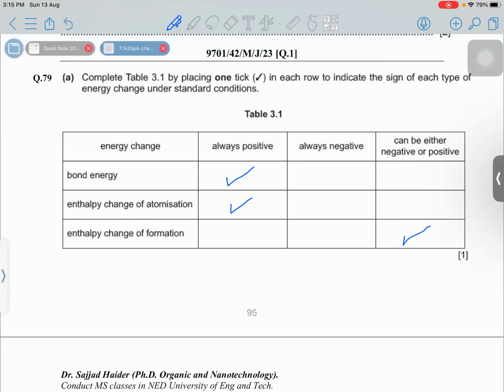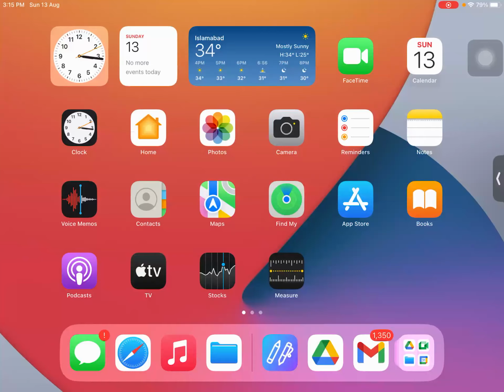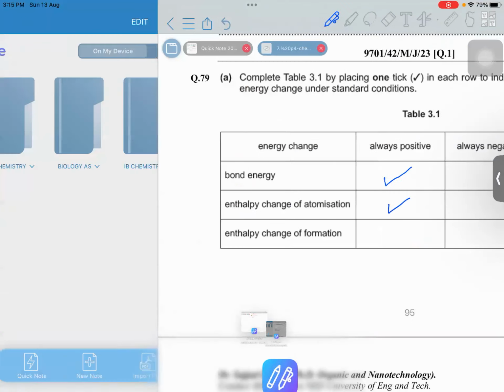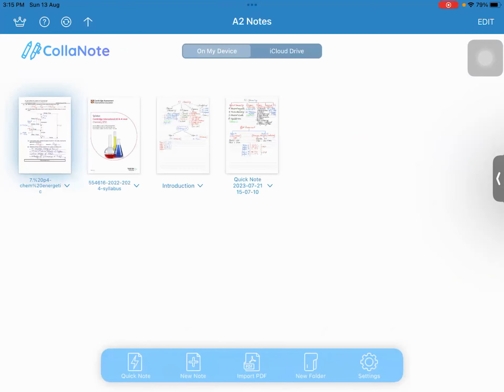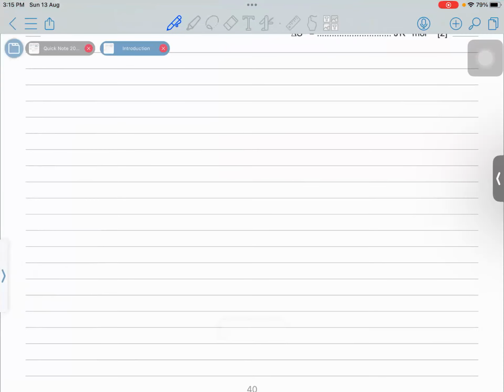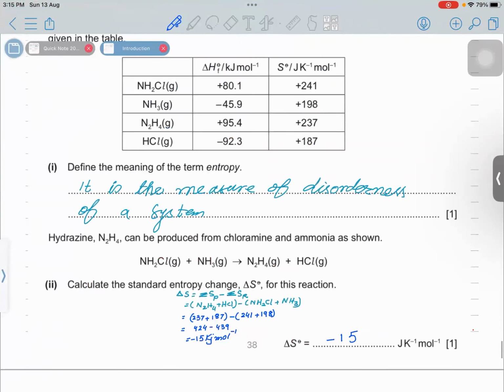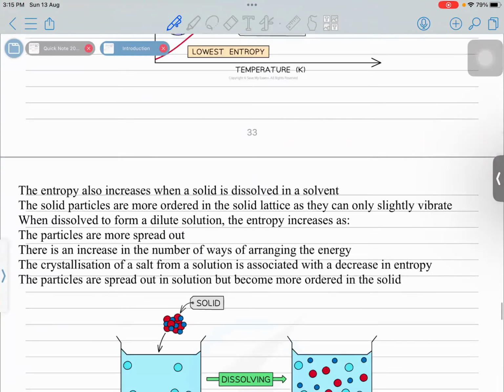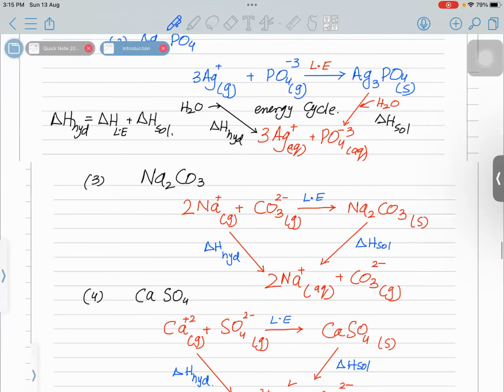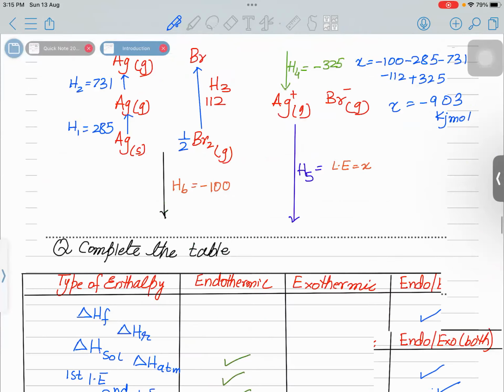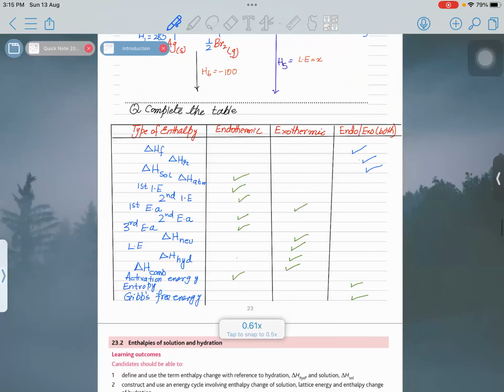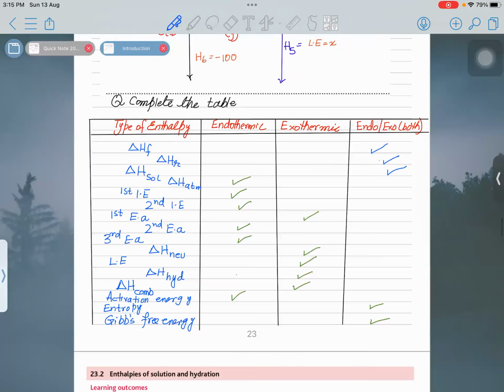I have a complete note of it, A2 chemistry. Beta, this is the table, right? You can take a screenshot. Which one is exothermic? Which one is endothermic? It is completely written in it.